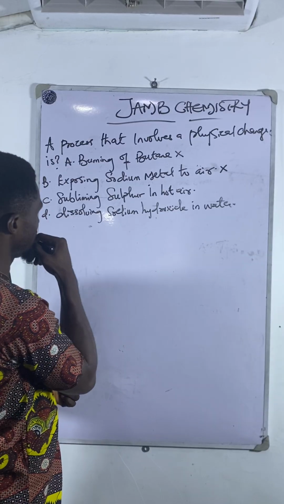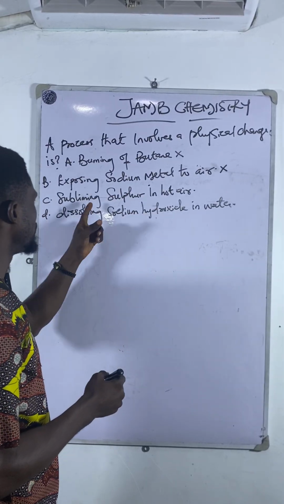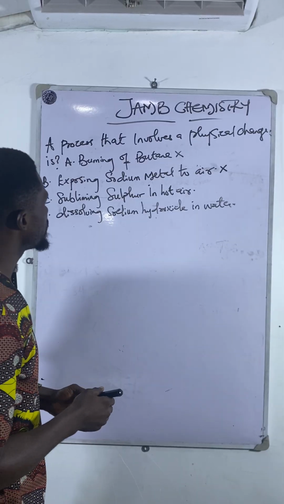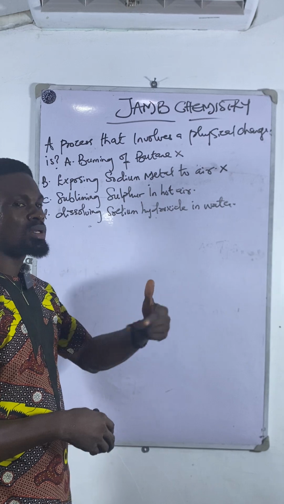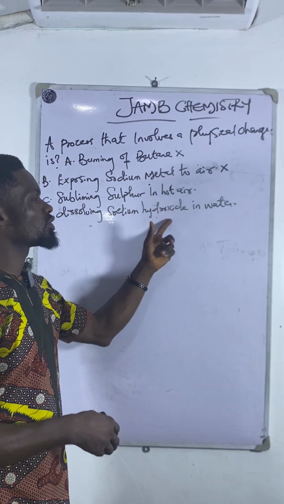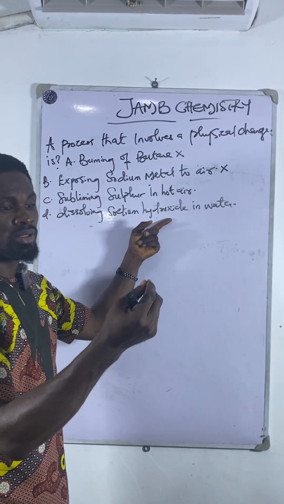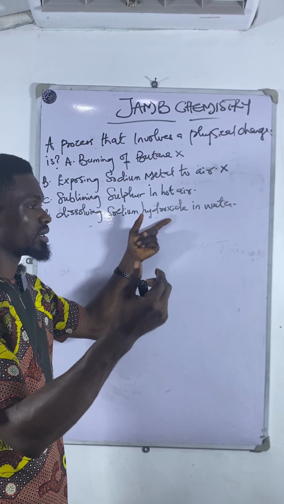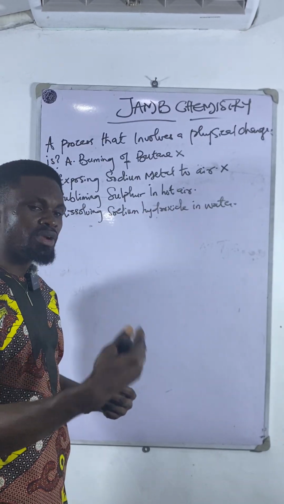So what about C? Subliming sulfur in hot air. Let me leave this one for now. Let me go to D. Dissolving sodium hydroxide in water. Since we're looking at dissolution of sodium hydroxide, this one is a sodium hydroxide pellet, the one in solid form, of course, that has a whitish color. Dissolving it in water actually releases energy.